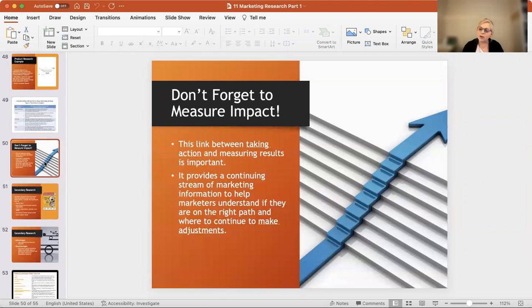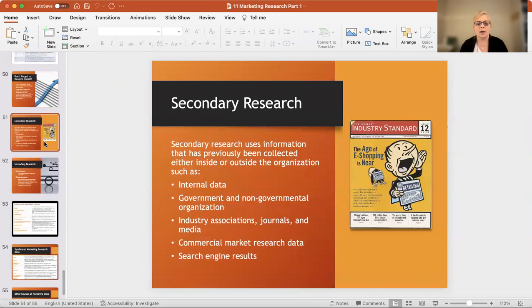Okay, don't forget to measure impact. The link between taking action and measuring results is really the most important thing. We've got to know if something worked. We don't want to unnecessarily spend money.